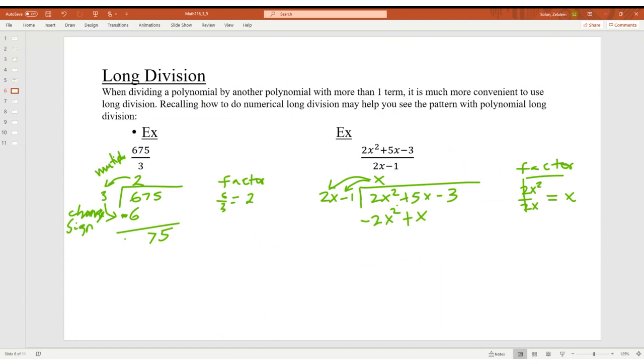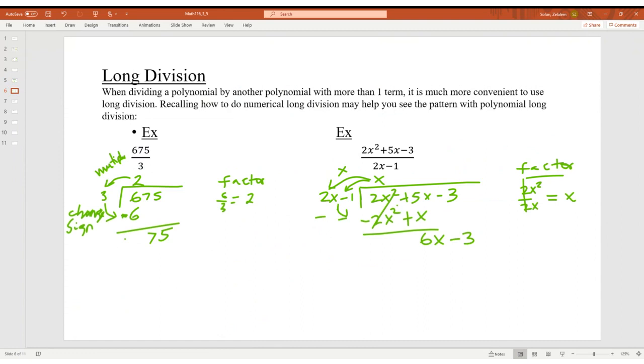Okay, so we add. 2x squared cancels 2x squared, becomes 0. 5x plus x is 6x, and I'll bring the 3 down like I brought the 75. So I bring down the 3. Now again we continue the same steps. So this is multiply, then change the sign. We keep repeating this step until we get a degree less than 1, or until you get a number in this case.